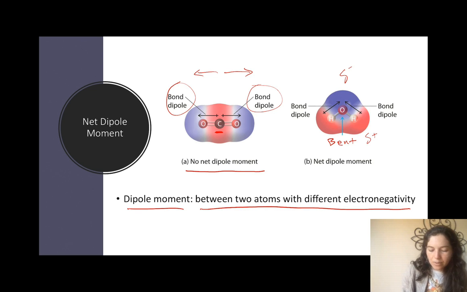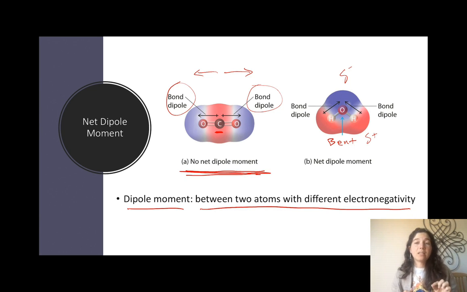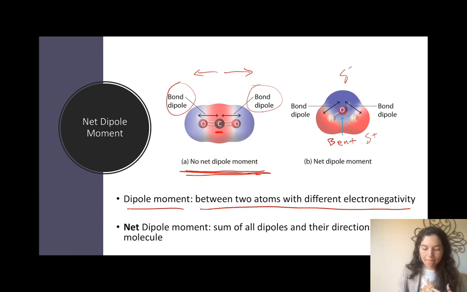This one, there's not really a dipole. There's no dipole moments. So let me make this distinction. There are bond dipoles. So between the carbon and the oxygen, there's a bond dipole, but overall, there's no net dipole moment. Okay, so net dipole moment is the sum of all dipoles and their directions.